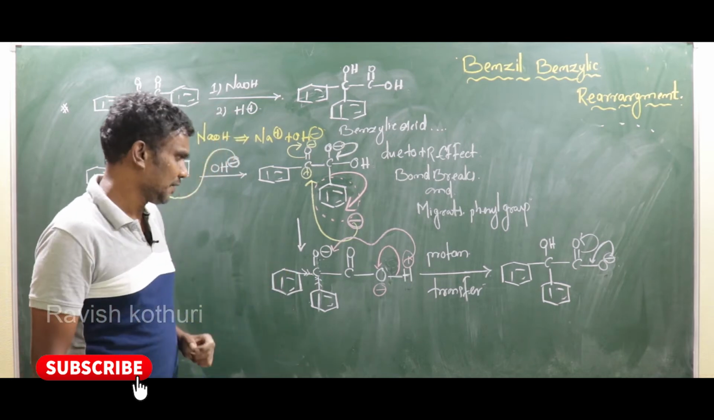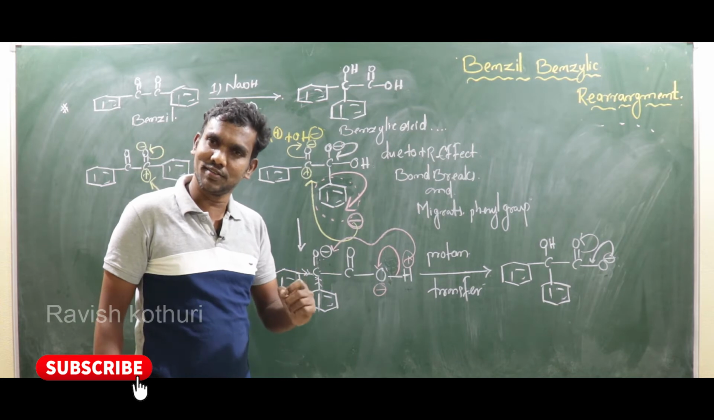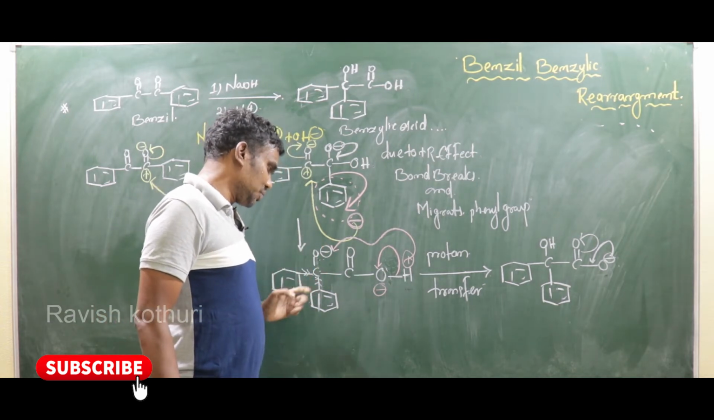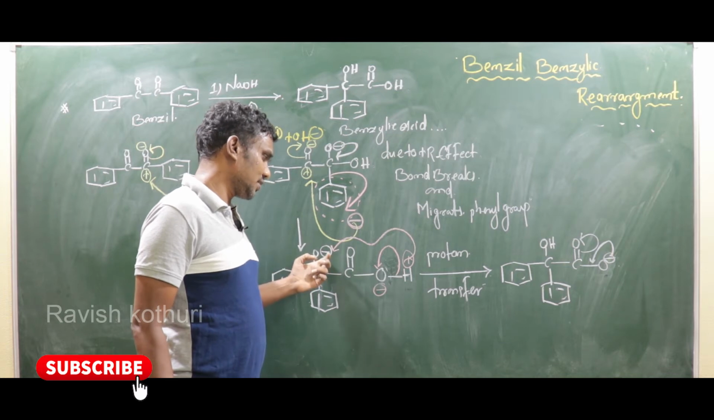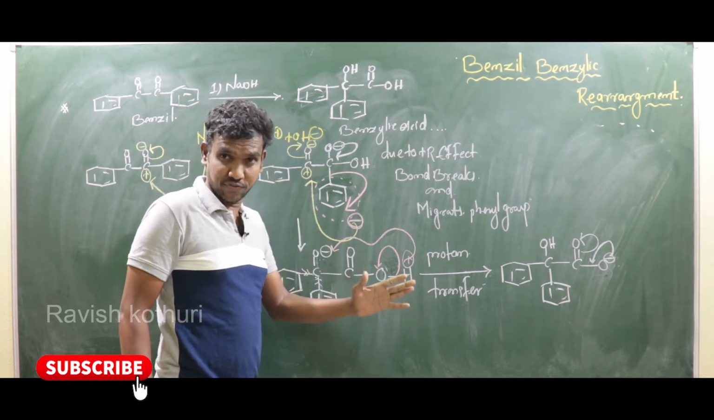I repeat once again. See, the proton transfer takes place. So what is the reason? Actually, the reason is that the phenyl groups are electron releasing groups, so oxygen gets more negative charge. That is the reason it is very unstable.